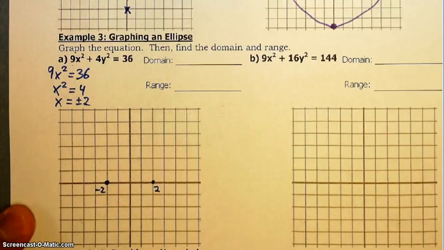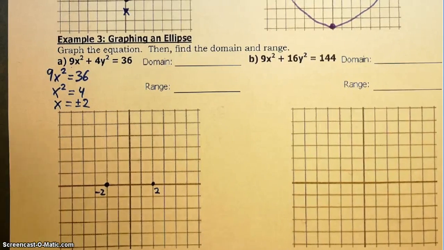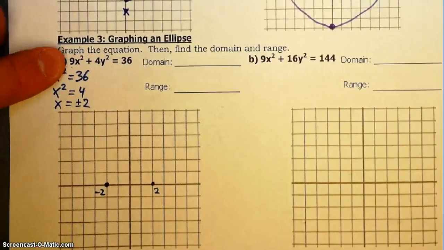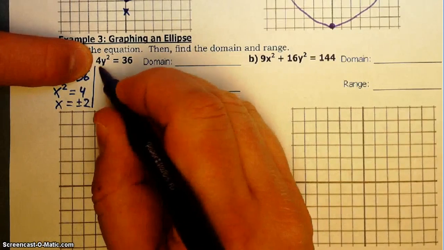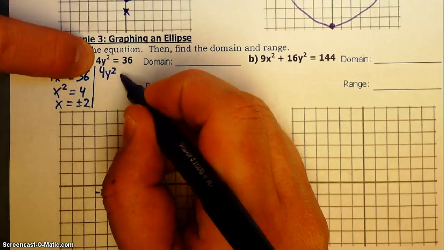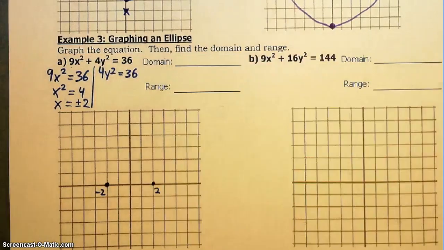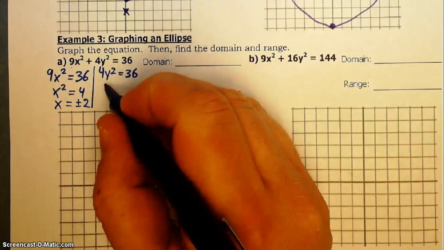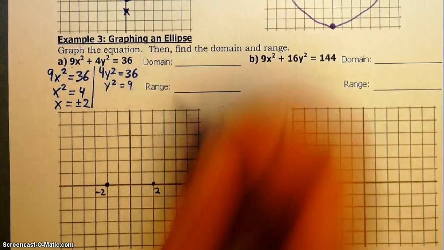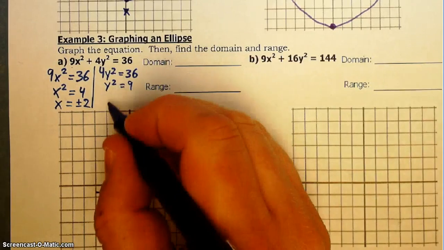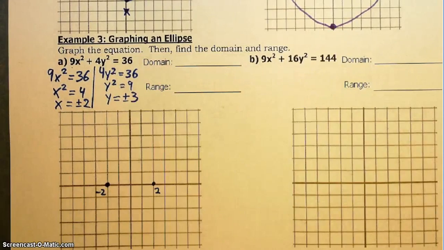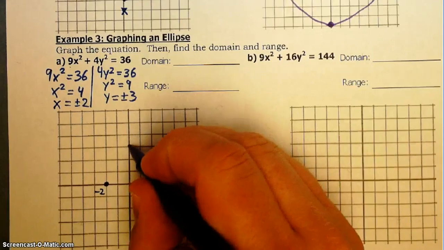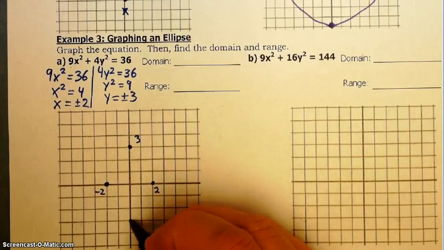To find the y-intercepts of my ellipse, I'm going to now substitute 0 in for x. Substituting 0 is going to just completely delete that 9x squared term. I'm going to get 4y squared equals 36. When I divide both sides by 4, y squared equals 9. Take the square root of both sides. Don't forget your plus or minus. The y-intercepts are at positive and negative 3. So from my origin, I'm going to go up 3. I'm going to go down 3.